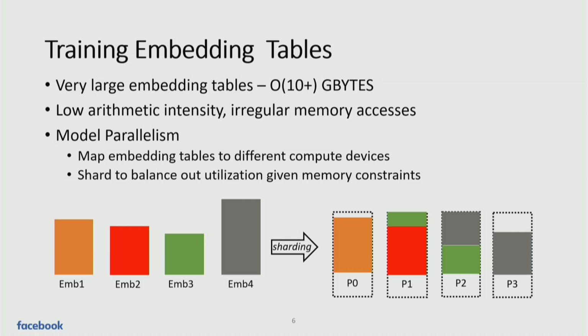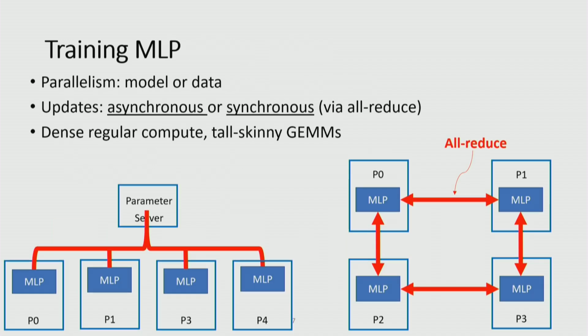Then, in the way that we train those models, we exploit model-level parallelism. So embeddings are mapped to different compute devices, as shown on the left here, but embeddings happen to be different sizes. So in order to get a good load balance, you have to shard those embeddings among multiple devices, like by splitting the embedding tables as shown right here, to get better load balance and utilization.